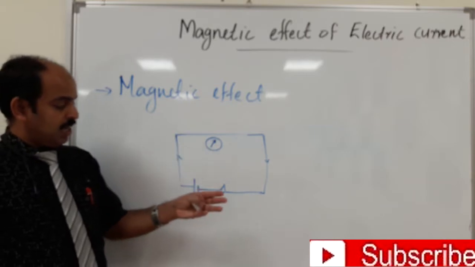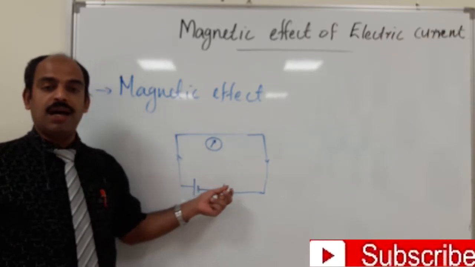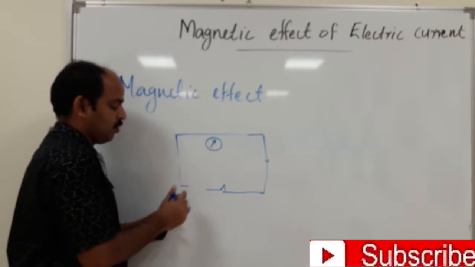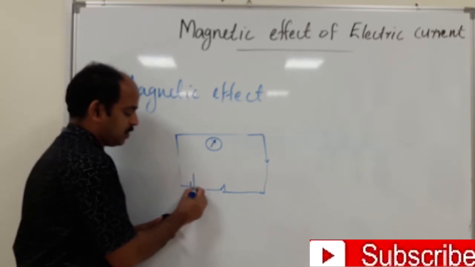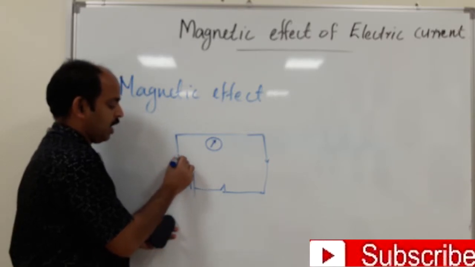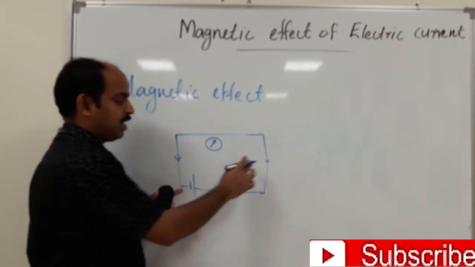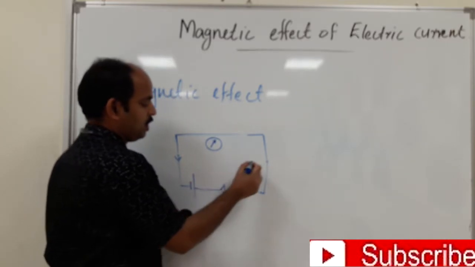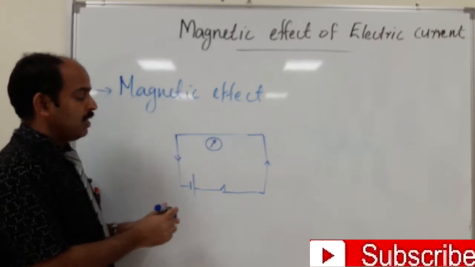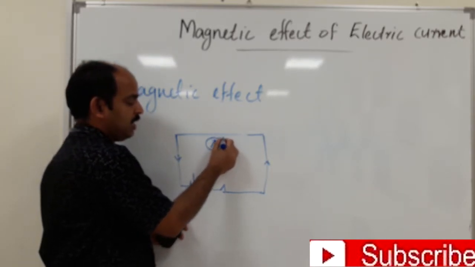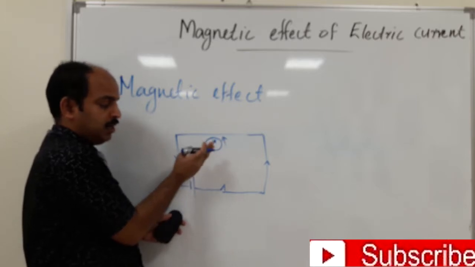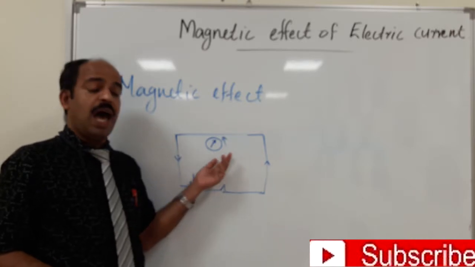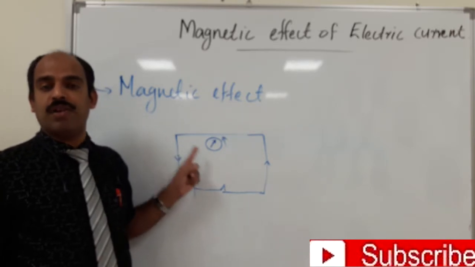Then he repeated the experiment by reversing the battery, by changing the polarity. So here it is minus, this plus, and the direction of current also will change. This time he noticed that the deflection of the compass needle is in the opposite direction. That means the direction of the magnetic field depends on the direction of electric current.